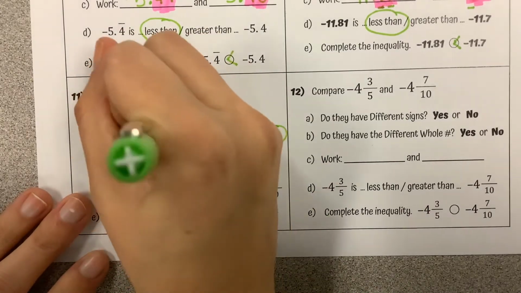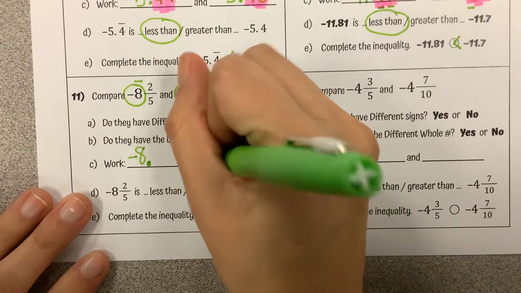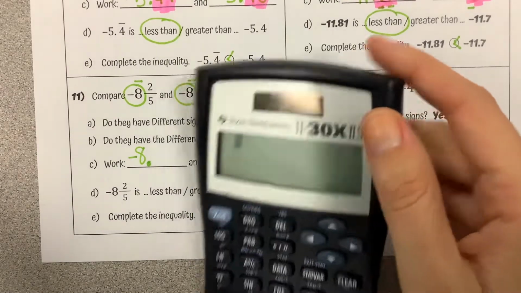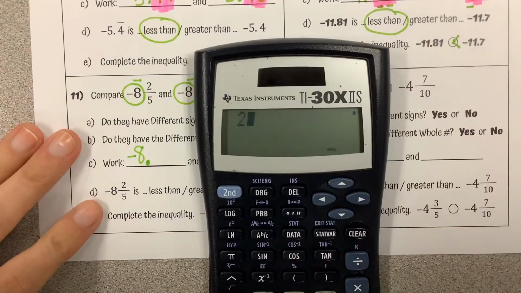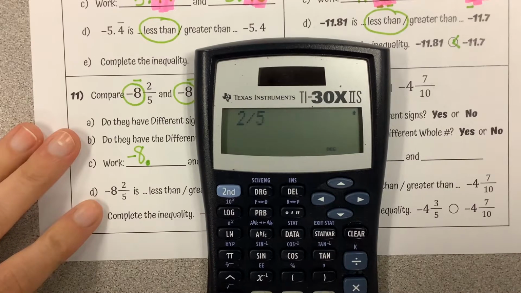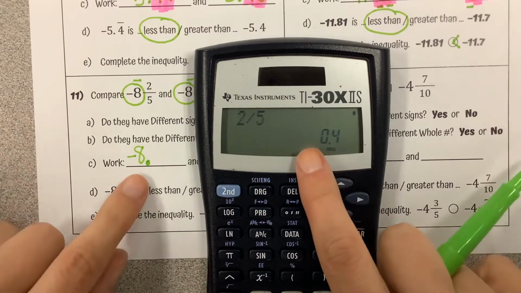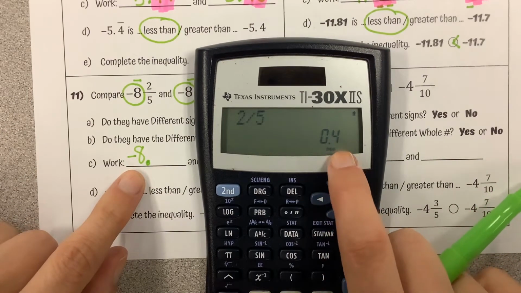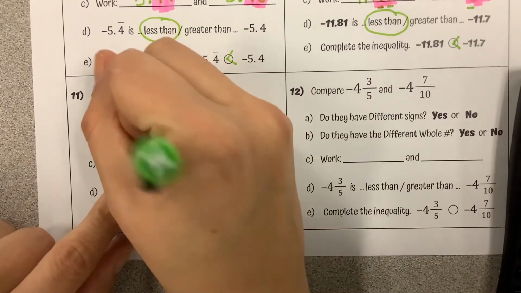I'm going to turn those fractions into decimals. So I'm just going to write -8 and a decimal point. And then I'm either going to use my resource packet or I'm going to use my calculator, and I'm going to plug in 2 divided by 5. And I get 0.4. We're not going to write the 0 because that's the whole number part, and we already have an 8. So I'm just going to write what's to the right of the decimal, 0.4.